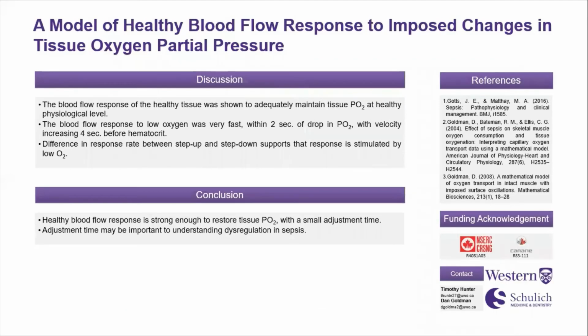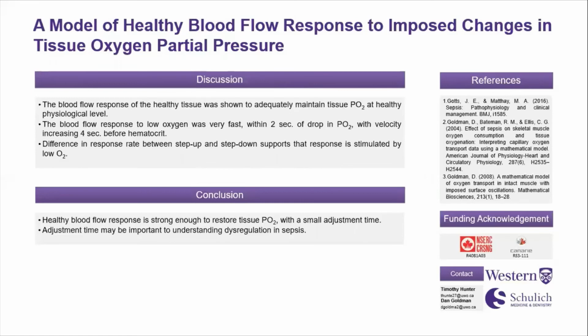The key findings from this project were that the healthy blood flow response can recover the tissue to healthy PO2 under imposed oxygen stress. There is a slight delay of 2 to 6 seconds from when the PO2 drops to when the blood flow response is activated, and also that the difference in response rate to higher and lower oxygen indicated that the trigger is low oxygen and not high oxygen.